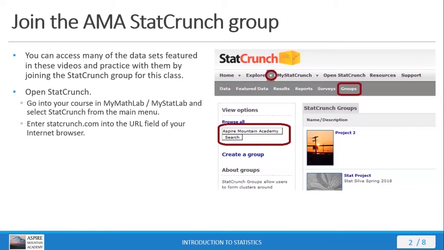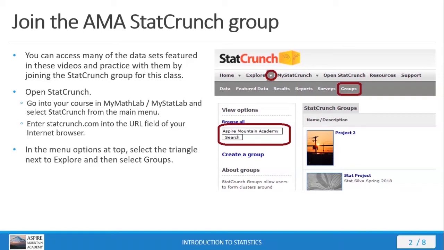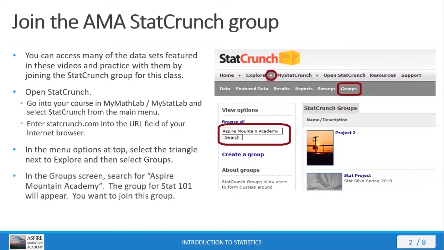Once you log in, look for the little triangle next to the Explore option in the main menu at the top, and click on that little triangle. A drop-down menu will appear, and in that drop-down menu you select Groups. In the screen that follows, you can find the group by using the search box on the left. Search for Aspire Mountain Academy, and you'll easily find it. You click on the title, and then you join. It's really not more complicated than that.